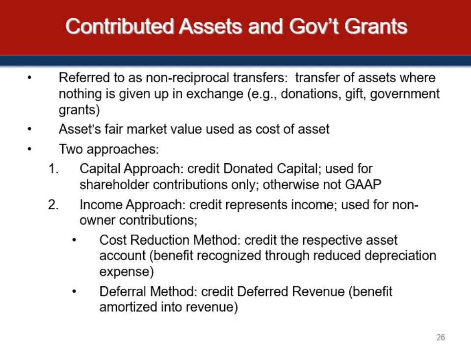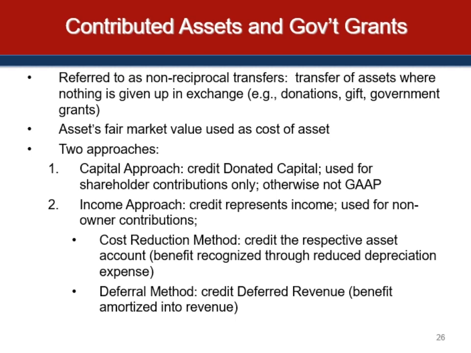Or we could actually treat it as an income approach, in which case we would record the income of that asset. So we're getting something for free. There's a benefit, there's a gain, because it doesn't cost us anything. And so within that income approach, we have a couple of different approaches that we could use for that.